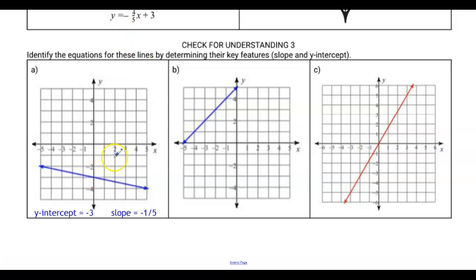Here we can see that the y-intercept is at -3. And we can also see that I've gone down by 1 and over by 5. So my slope is -1/5. So I can put that together, slope and y-intercept, into slope-intercept form. It looks like this. Here's how it looks written out, -1/5 x minus 3.